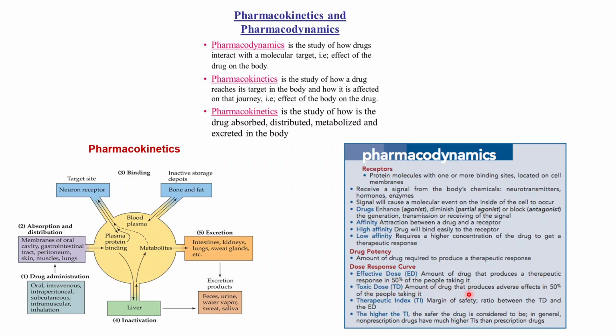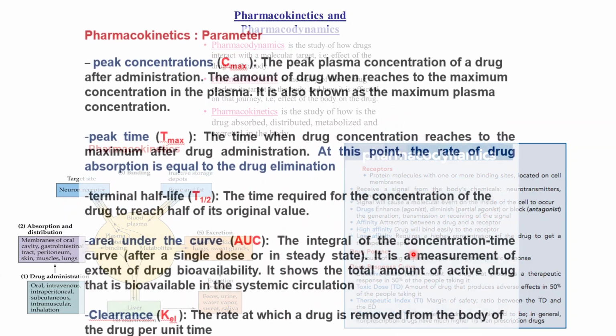Toxic dose, TD, is the amount of the drug that produces adverse effects in 50% of the people taking it. Therapeutic index, or TI, is the margin of safety, the ratio between TD and ED. The higher the TI is, the safer the drug is considered to be in general. Non-prescription drugs have a much higher TI than prescription drugs. Okay, so these are the terms of pharmacodynamics.